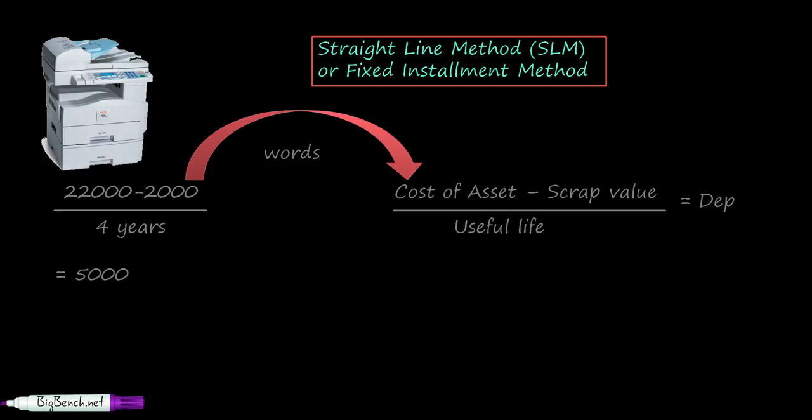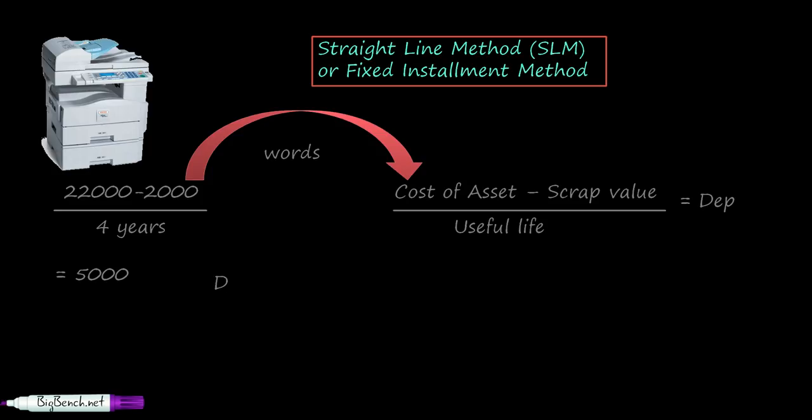In fact, we have already learned the SLM method. This is nothing but the formula for calculation of depreciation under SLM method. The unique thing about this method is that the amount of depreciation remains the same every year. In our example it was 5,000 every year and we charged depreciation for 4 years.